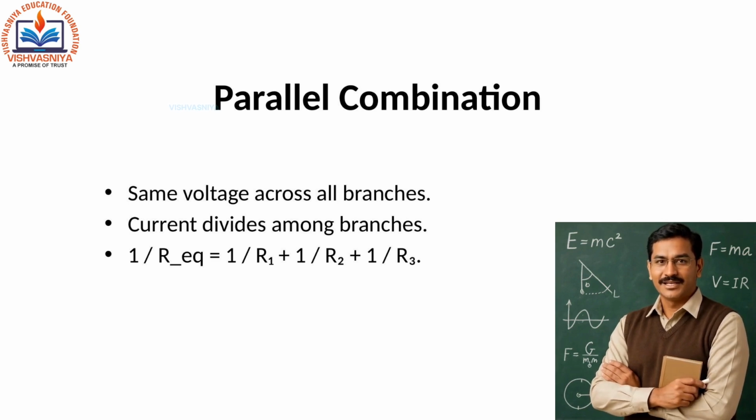Example, if we connect 2 ohms, 3 ohms and 6 ohms resistors in parallel, 1 divided by R is equal to a half plus 1/3 plus 1 divided by 6 equals 1. Therefore, the equivalent resistance is equal to 1 ohm.